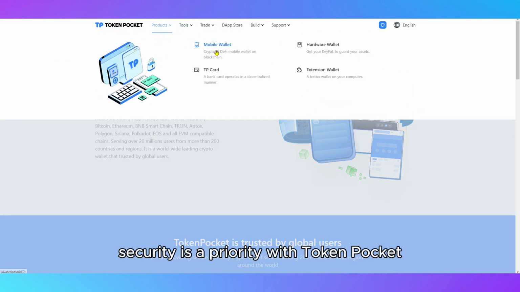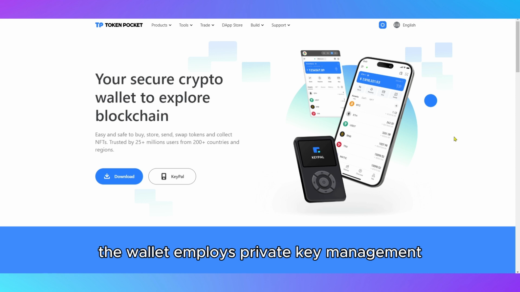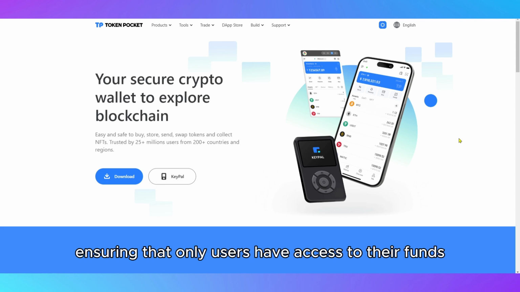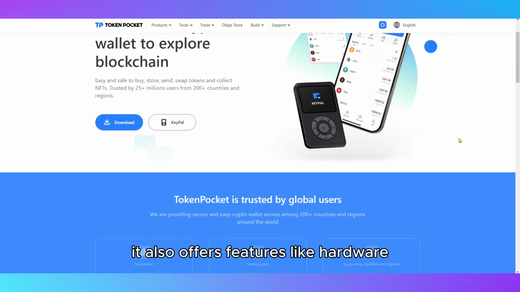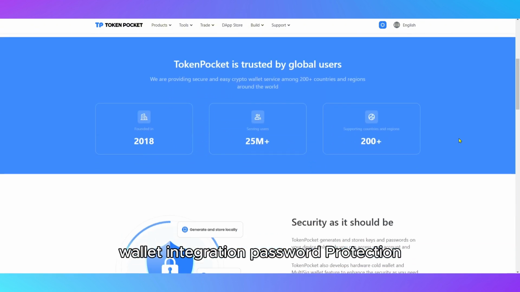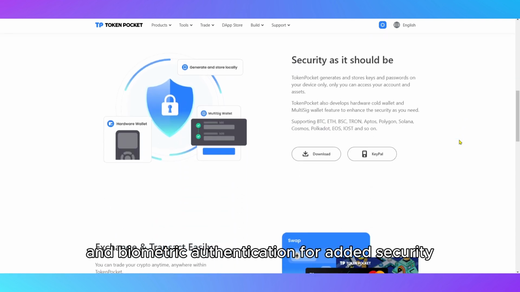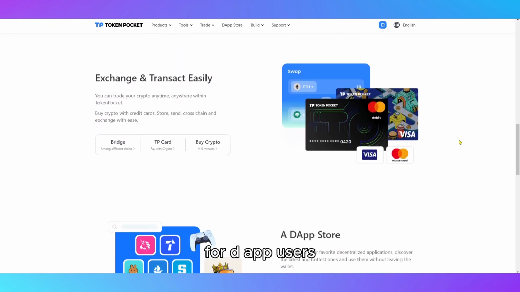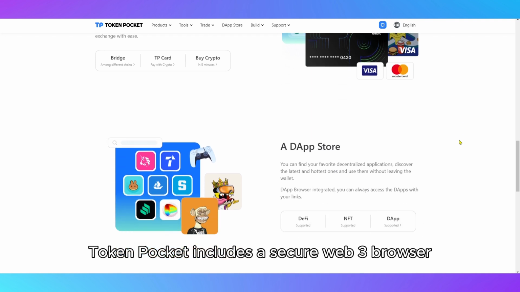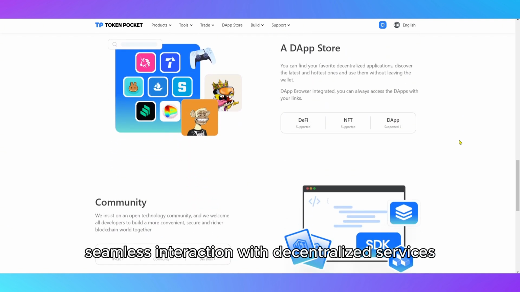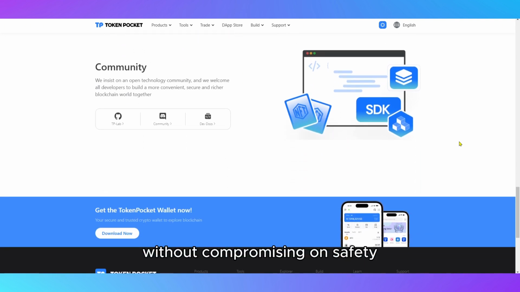Security is a priority with TokenPocket. The wallet employs private key management, ensuring that only users have access to their funds. It also offers features like hardware wallet integration, password protection, and biometric authentication for added security. For dApp users, TokenPocket includes a secure Web3 browser, allowing seamless interaction with decentralized services without compromising on safety.